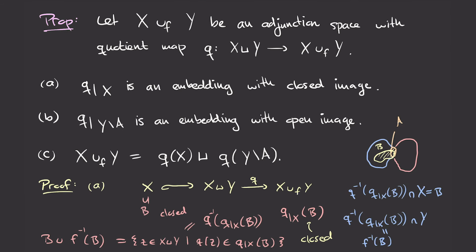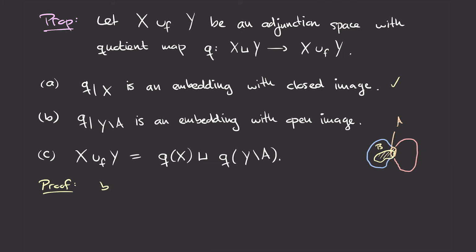Together with the fact that this restricted quotient map is injective, as you can easily check, this means that it is a topological embedding by a proposition we saw in a previous video. And finally, because the space X is closed in the disjoint union, and moreover, this restricted quotient map is a closed map, it means that also the image Q of X under this restricted quotient map will be a closed set in the adjunction space. And so in total, we've shown everything that we've claimed in this part A of the proposition.